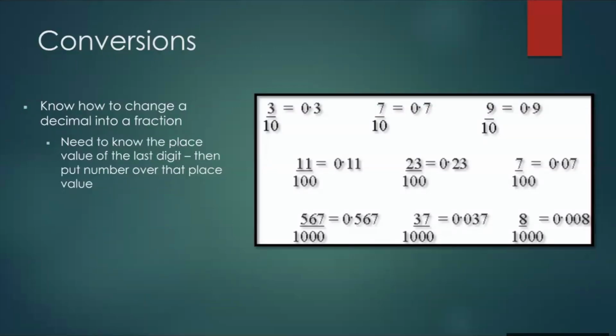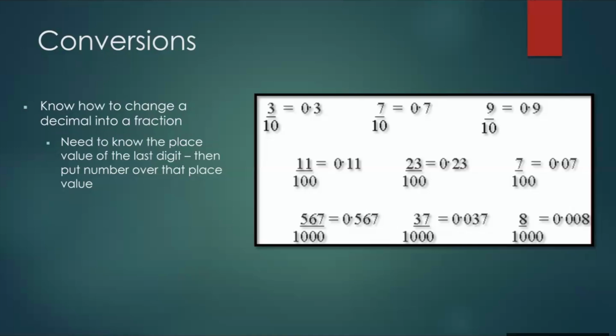And then the bottom line here, we have 0.567, right? The last decimal place where the 7 is the 1,000ths place. So we can put 567 over 1,000. 567 thousandths is how you would read that fraction.